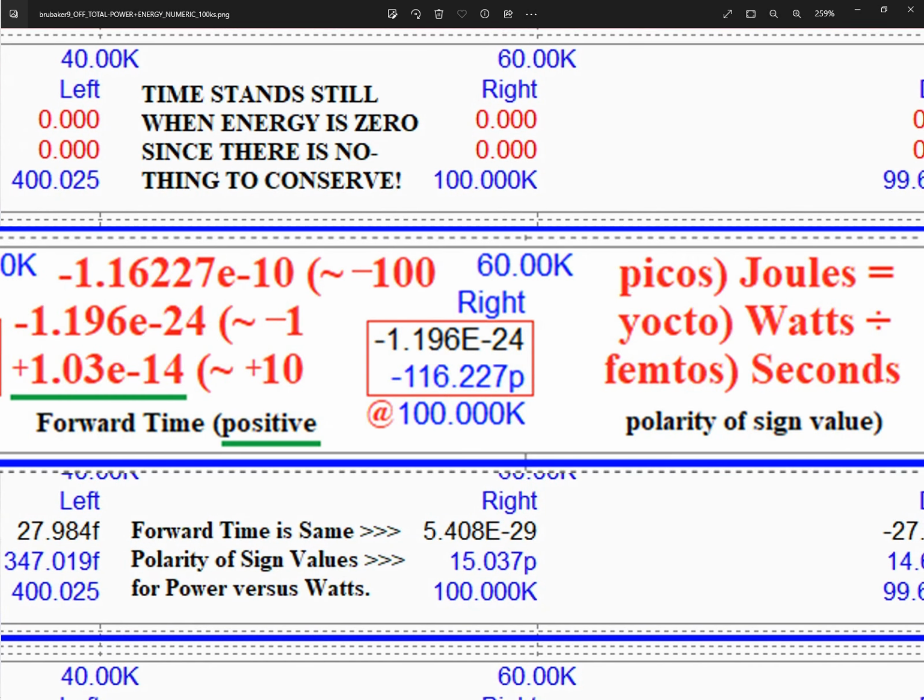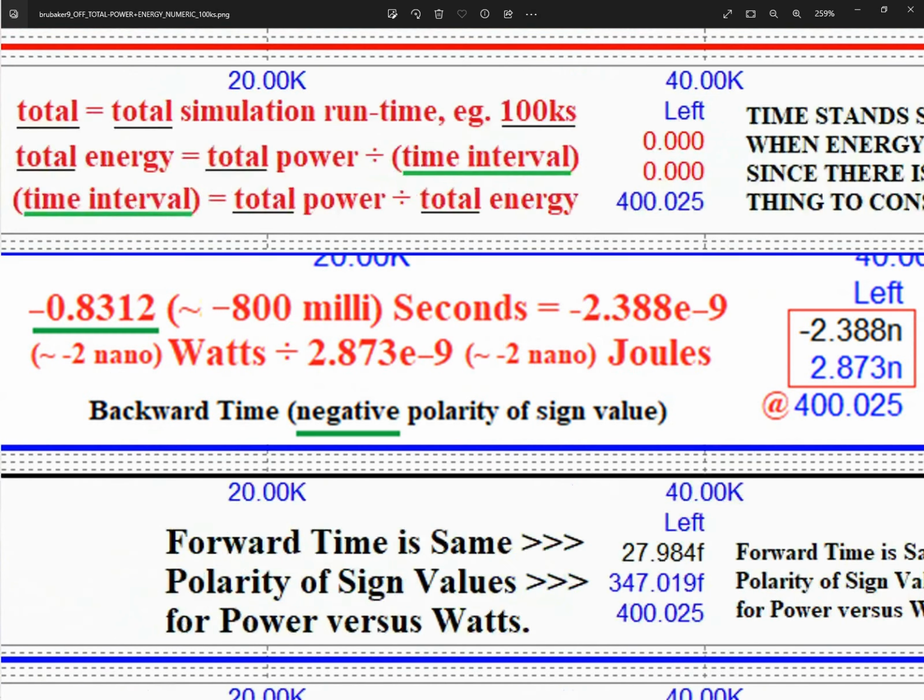But at the end of 100,000 seconds of runtime, now it's definitely forward-moving time. So everything has been dissipated because the sign values are negative, both the power and the energy. That means time is moving forward because time was positive. So that was the purpose. First I tried to calculate, and I guess I couldn't keep it up. I made mistakes, so I gave up.